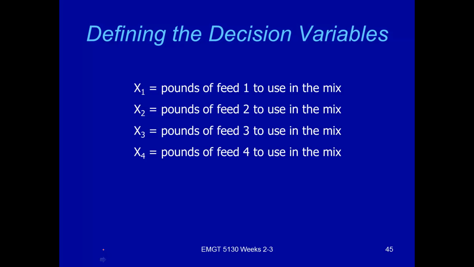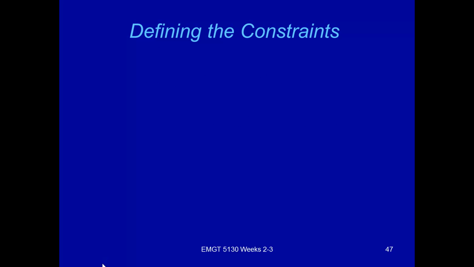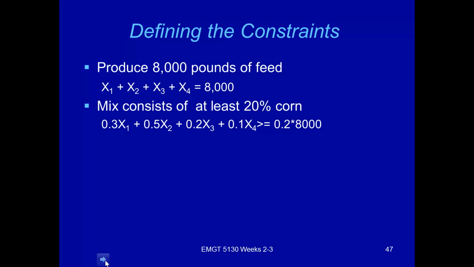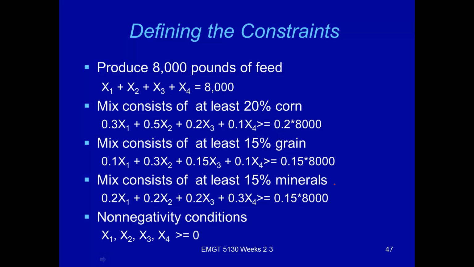Just to summarize, on the slide I use x1, 2, 3, 4. They represent the pounds of feed to use in that mix. And we minimize total cost, which is the sum of products of the unit cost and the decision variables. And the constraints are these ones. So that's the problem.